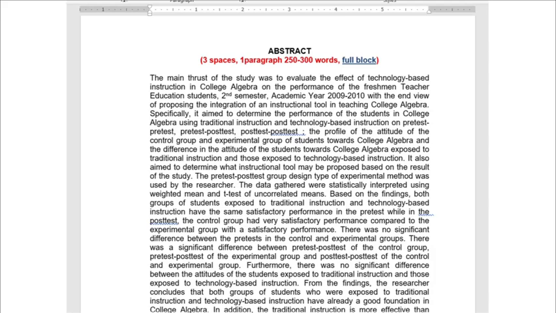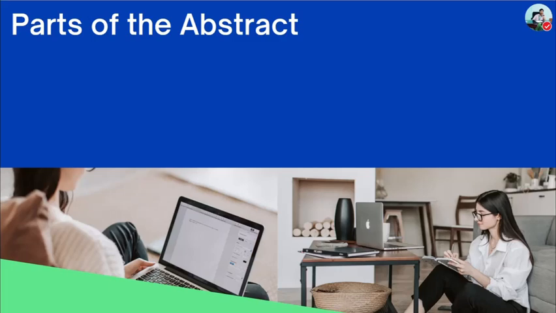Let's proceed. This is the example of an abstract. As you can see here, there are 3 spaces in between the word abstract and the abstract itself, and it is one paragraph. I don't know the exact total here, but it is between 250 to 300 words. And it is full block. It means there's no indentation. Now let's proceed to the parts of the abstract as we have discussed a while ago.